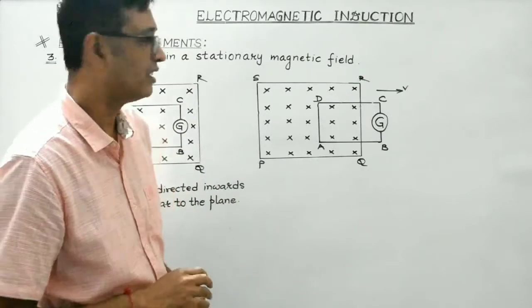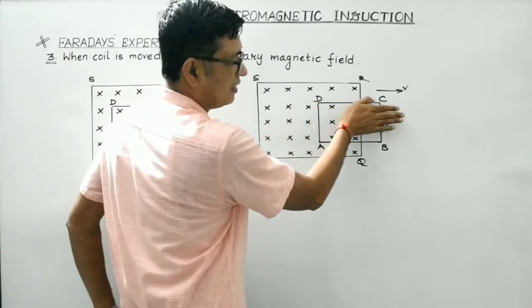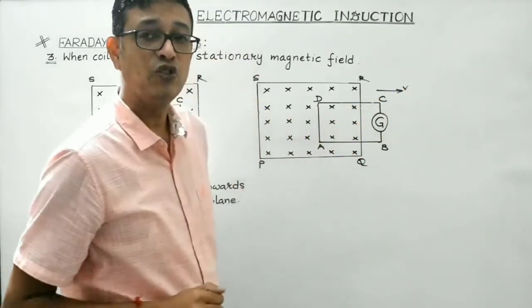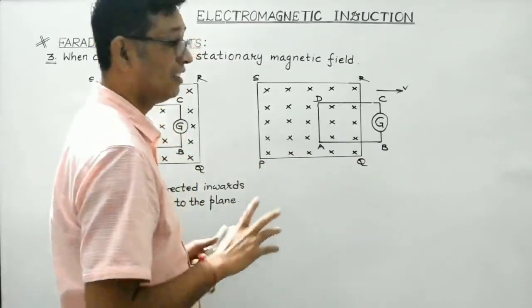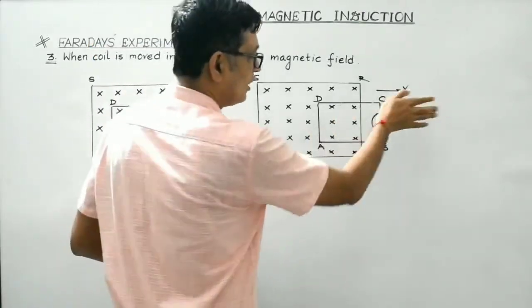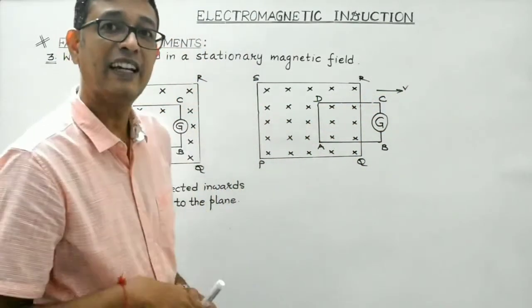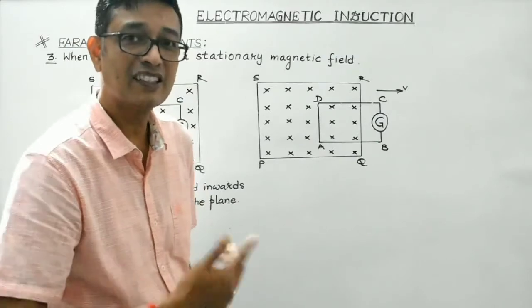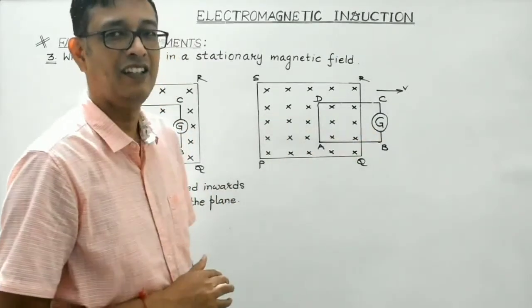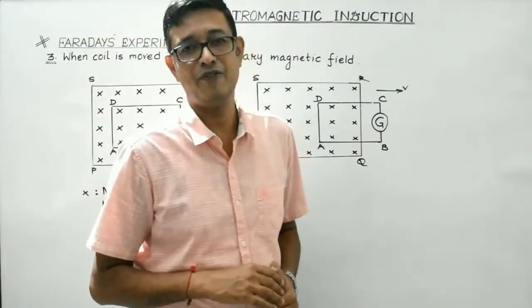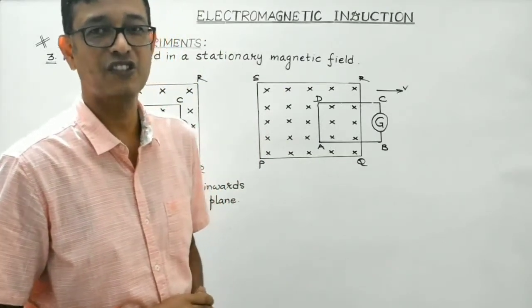Now, second observation is, when the coil is moved outwards, like this, then Faraday found that the galvanometer showed some deflection, say towards right. Third observation, when this coil is pulled inwards like this, then again the galvanometer showed some deflection. But in this case, the deflection in the galvanometer is opposite to that in the earlier case. So these were the three observations made by Faraday. Now let us discuss the explanation for these observations, right?